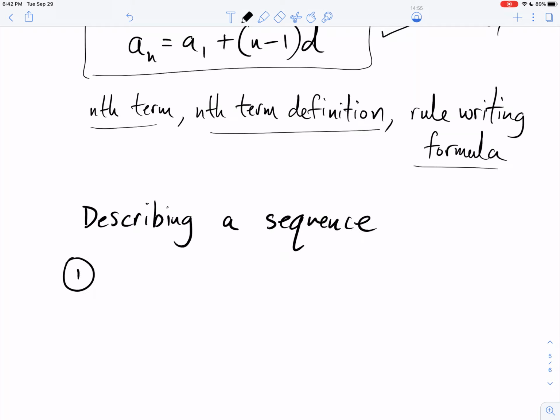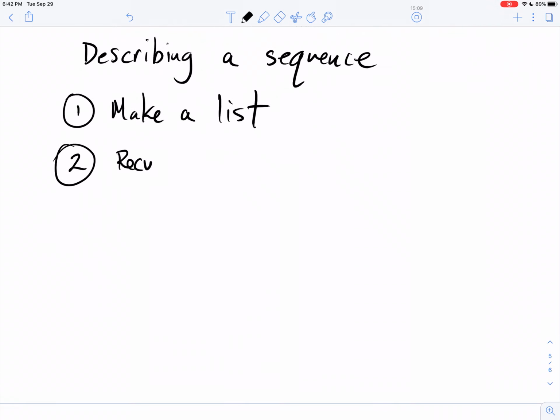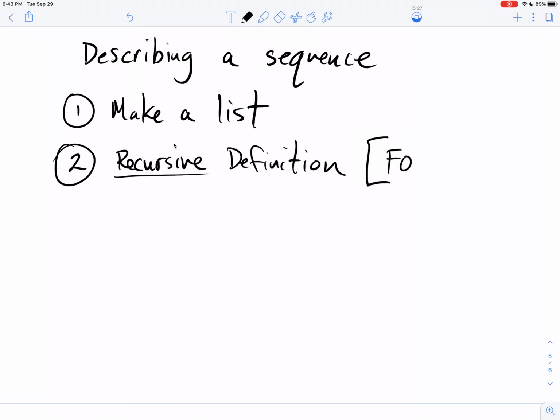So the first way is just make a list. Then there's a second way, and this is the way that looks really weird, but it's not hard to write. It's very weird. It's called a recursive definition. Not an nth term definition. This is called a recursive definition. Now, a recursive definition has a format to it, okay? Follow the format that I show you. You will have to do this on the first assignment. You'll have to write recursive definitions. Good thing for you, it's really easy to do them.